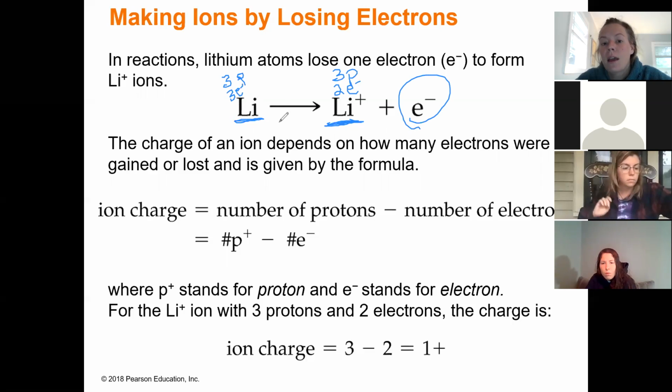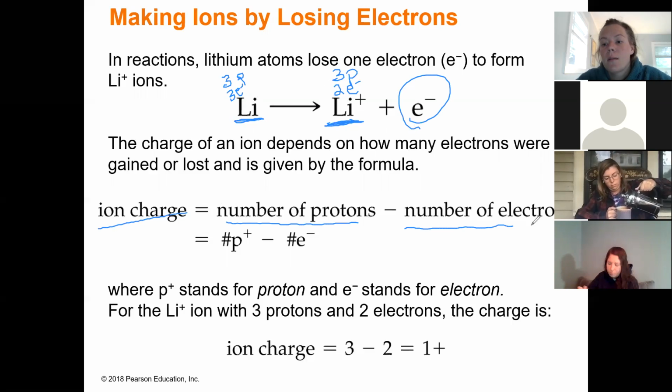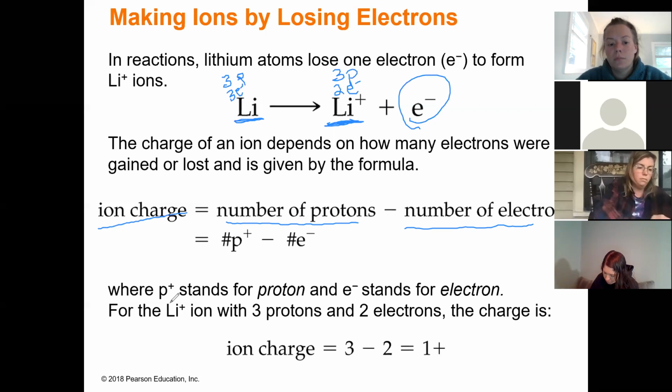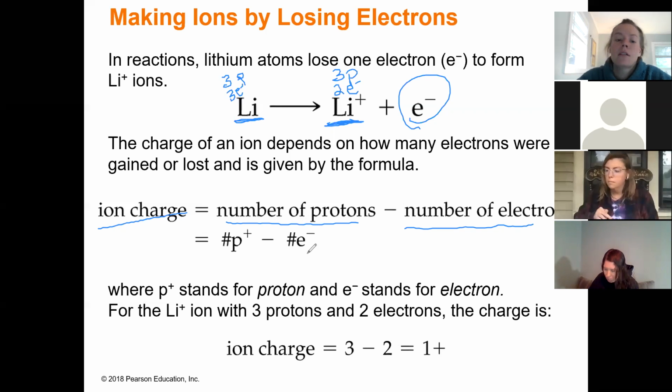You had lithium and it sort of discarded an electron. So your ion charge will always be the number of protons minus the number of electrons. That's a real simple way of calculating it. So for lithium with the plus charge, we have 3 protons, it has 2 electrons. Your overall charge is +1.